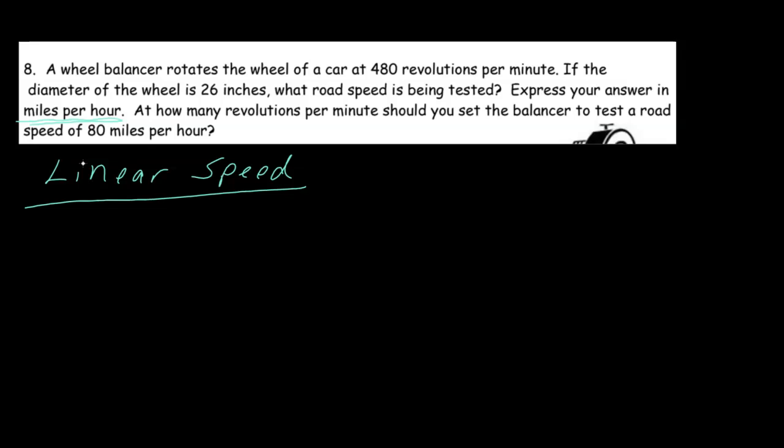Just using the formula, we need our number of revolutions. So they say that the wheel rotates at 480 revolutions per minute. So I know it's 480 revolutions per 1 minute. And then that's going to be times the circumference of the tire, or the wheel rather. So they tell us that the diameter is 26 inches. So for my circumference, I'm just going to use pi d, so 26 pi. And this is in inches.